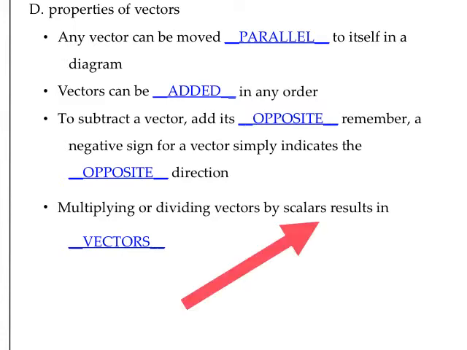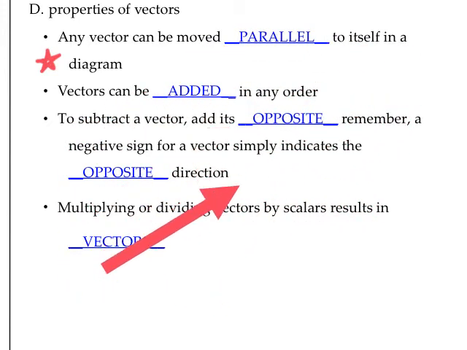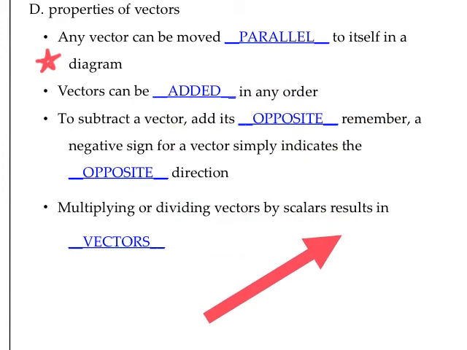Remember, this first rule was really important. Any vector can be moved parallel to itself, but you cannot rotate it. That's very important, so you may want to write that down. You cannot rotate a vector. So that means on this vector that I drew, I can slide it anywhere I want to, but it's always going to point in that same direction. I just cannot spin it around and make it point in a different way.